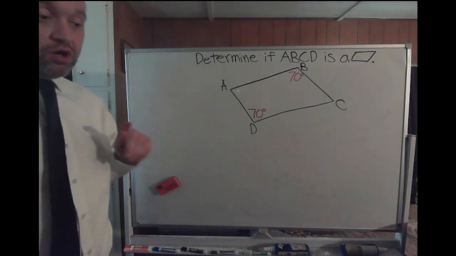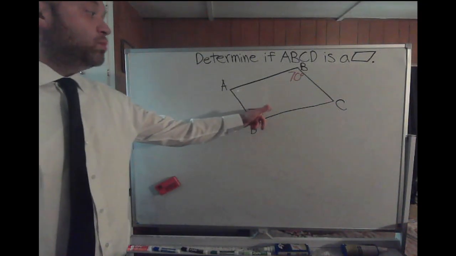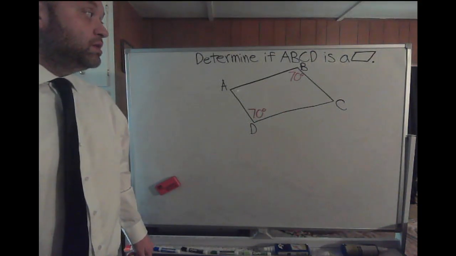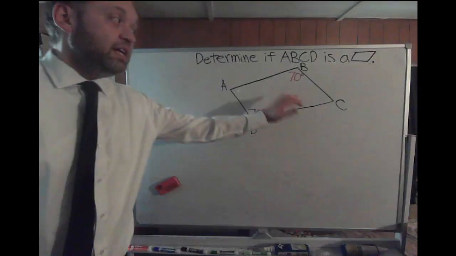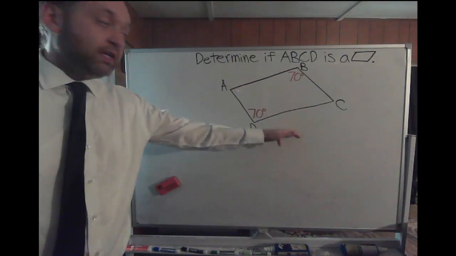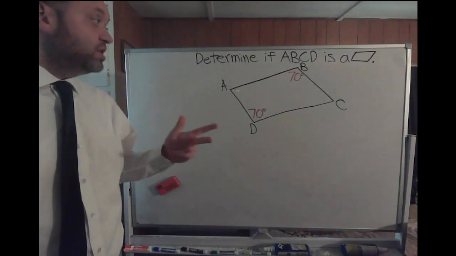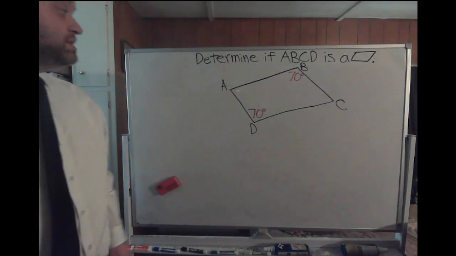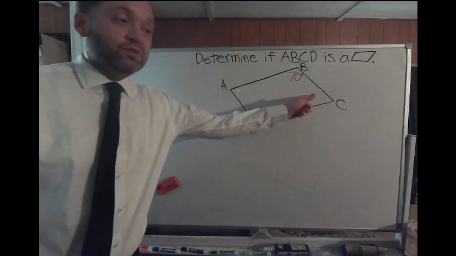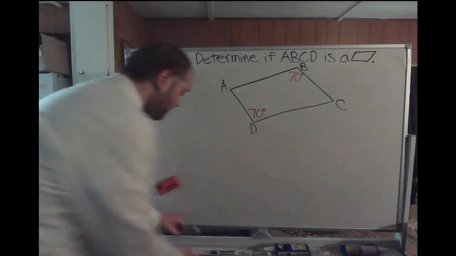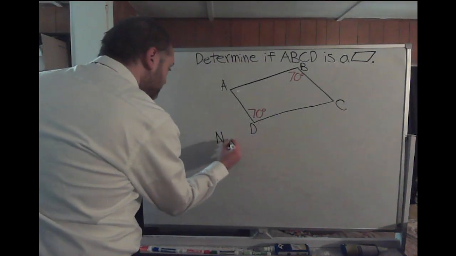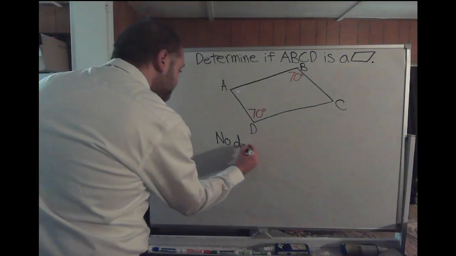Well, that's all fine and dandy. We know that one pair of opposite angles is congruent, right? Well, we know nothing about any of the sides, if any of them are parallel to each other, congruent to each other. We have no diagonals to work with. And we don't know anything about angles A or C. So in this case, no determination is possible.